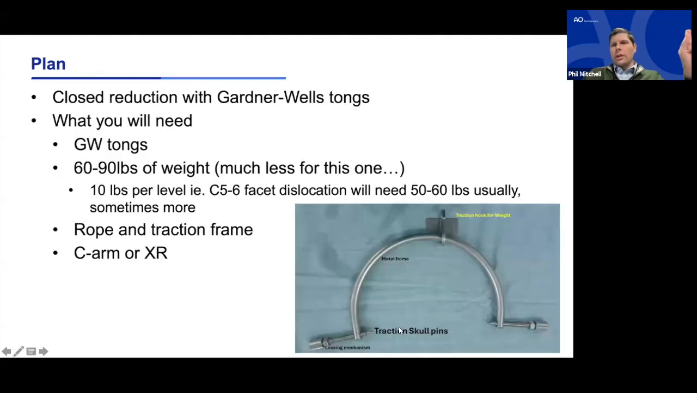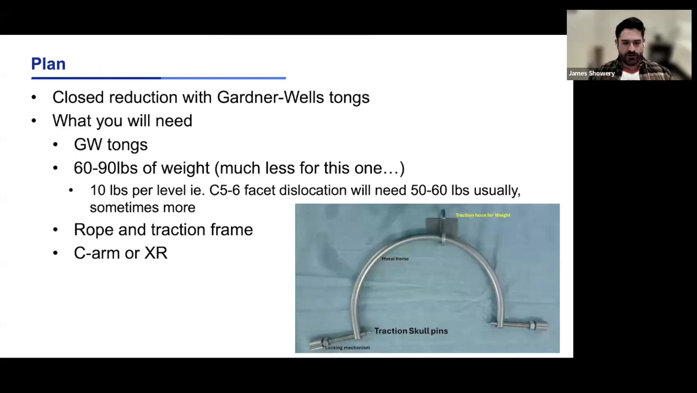Yeah. So for this, the plan you noted here is closed reduction with Gardner-Wells tongs. And so maybe you can walk through just what is needed for something like this. Is this a device that your residents are putting on in the ER? Do they ask you about putting on Gardner-Wells tongs beforehand? Kind of walk us through this scenario here. Yeah, so while our residents are usually involved in this process, this is also, generally speaking, an attending level process or procedure. So for most situations, you'll have an attending with you for this part.